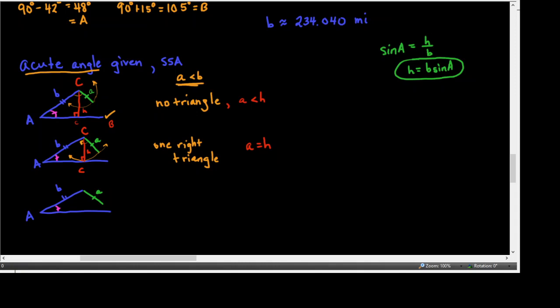And this time, when you swing side A, that's shorter than B, if you swing it, it actually hits right there once, and you keep going, and it hits it again over here. And so there are two places where you can draw A, the side A. You can draw it to the first orange dot to the right, or to the dot that's a lot closer to A, and that will create two different triangles. And they will be oblique, meaning not right.